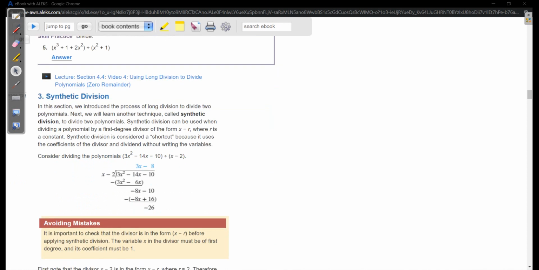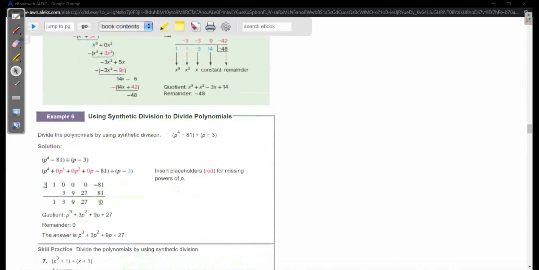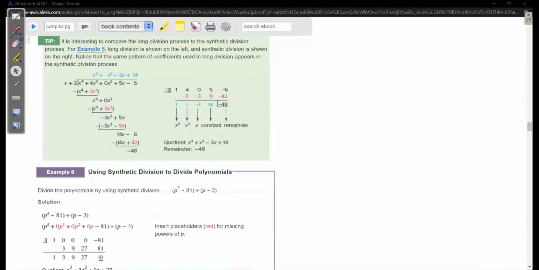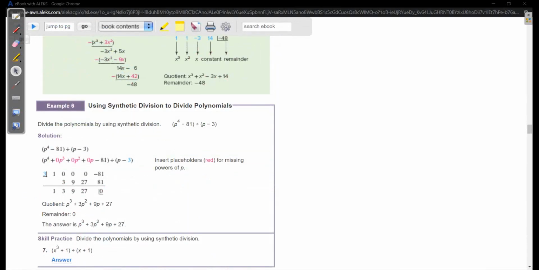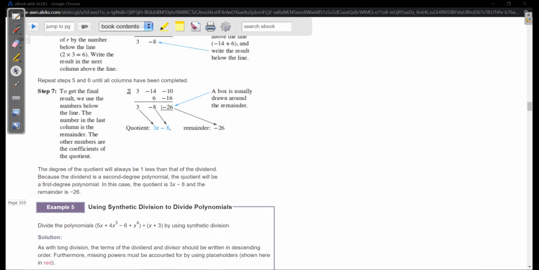All right. Next up, we're going to talk about synthetic division. Now, let's see, how much more synthetic division we got? Not much. So here's what I'm going to do. I'm going to use synthetic division on previous examples because, well, that's the way it goes.